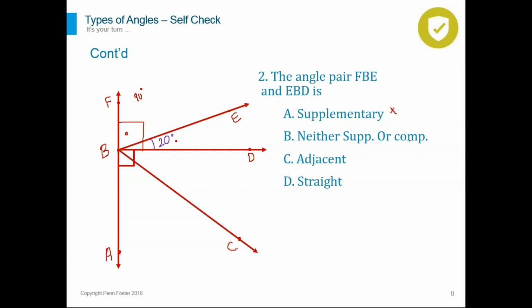Neither supplementary or complementary. That is not correct because this pair is complementary. Adjacent or straight. Well, the straight means that both measures added together will give you 180 degrees. That's not correct. Adjacent. Yes, these two angles are adjacent. They share a vertex and a ray. So the best answer that describes the pair is adjacent.